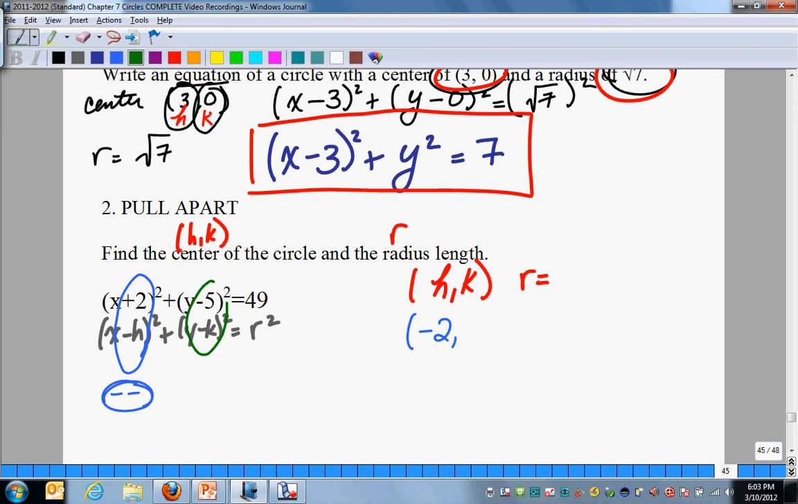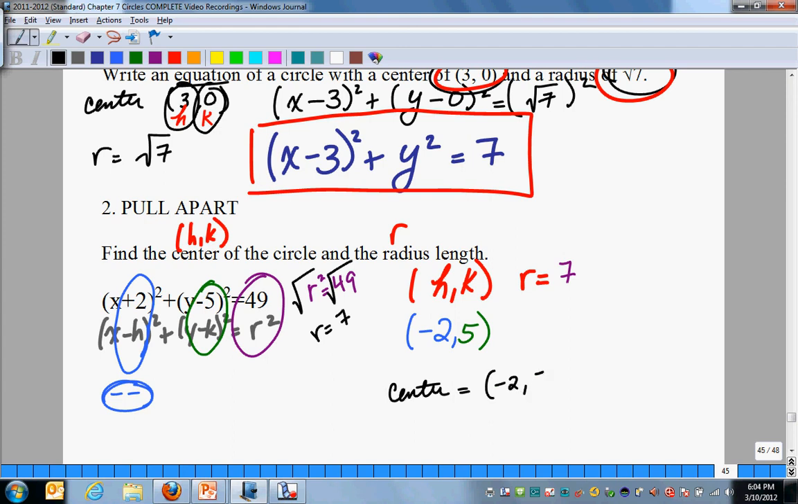Our y, our k, notice the sign did not swap, so it just was a +5. And our radius, r squared, equals 49. Square root both sides. That means our radius is the square root of 49. So our radius is 7. So our center is going to be -2, 5 in this circumstance, and the radius is going to be 7. That's pulling apart an equation.